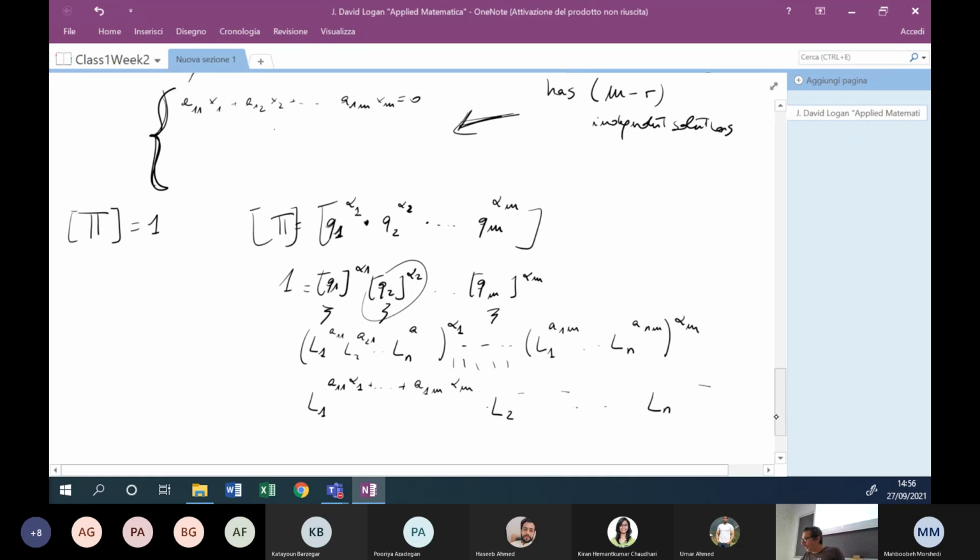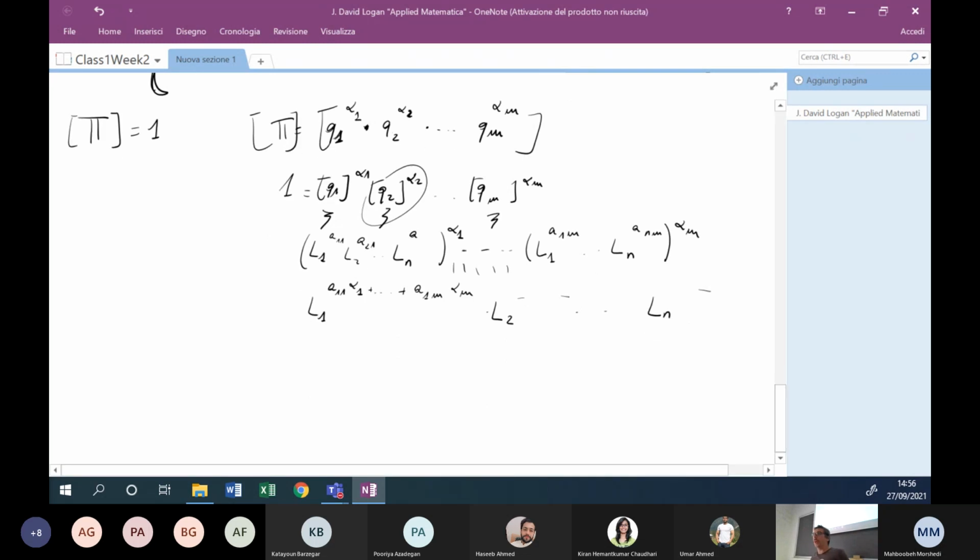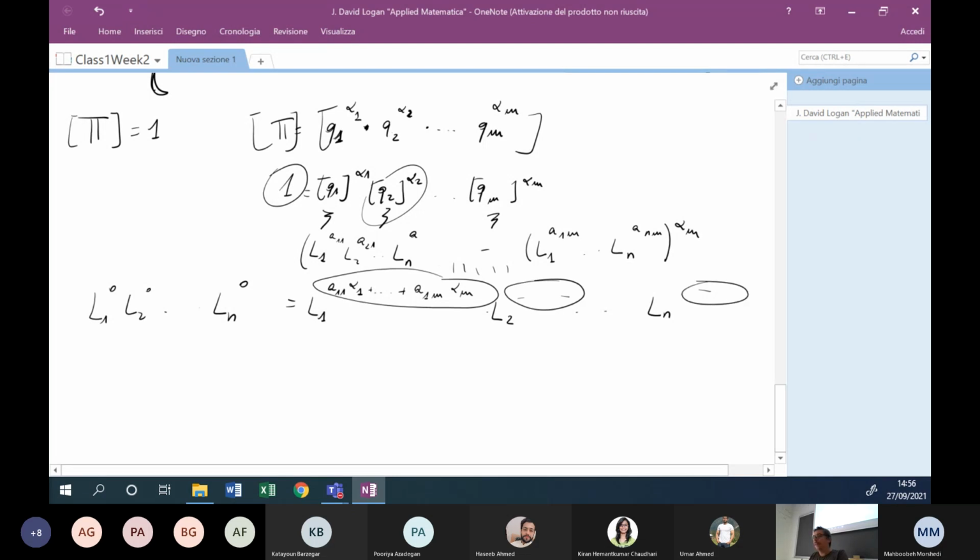So basically, what I will have now, note, on the left-hand side, I have just one. I can write this one as L1 to the power 0 times L2 to the power 0 times Ln to the power 0, right? So basically, what this expression is telling me is that all these powers must be equal to 0.